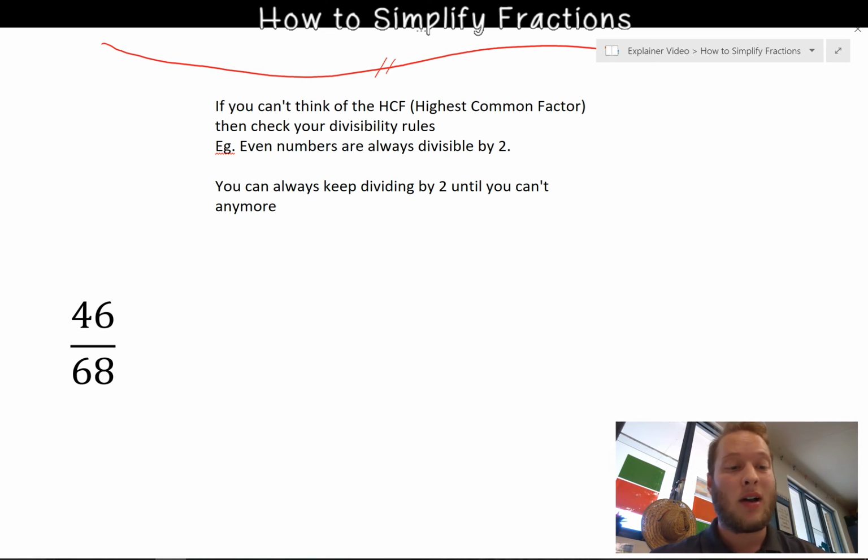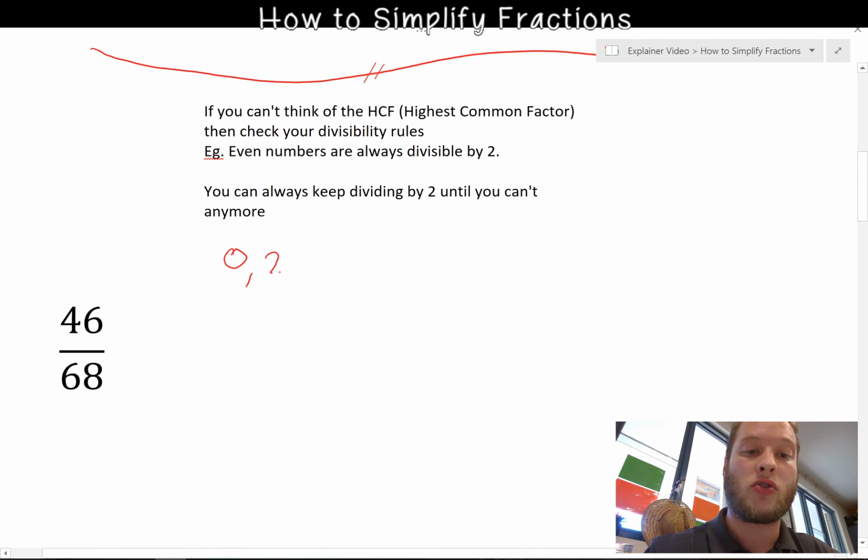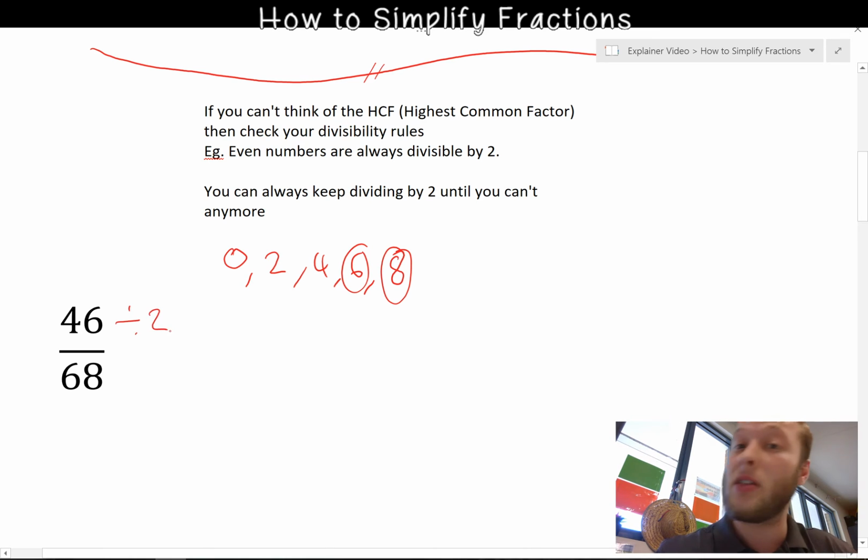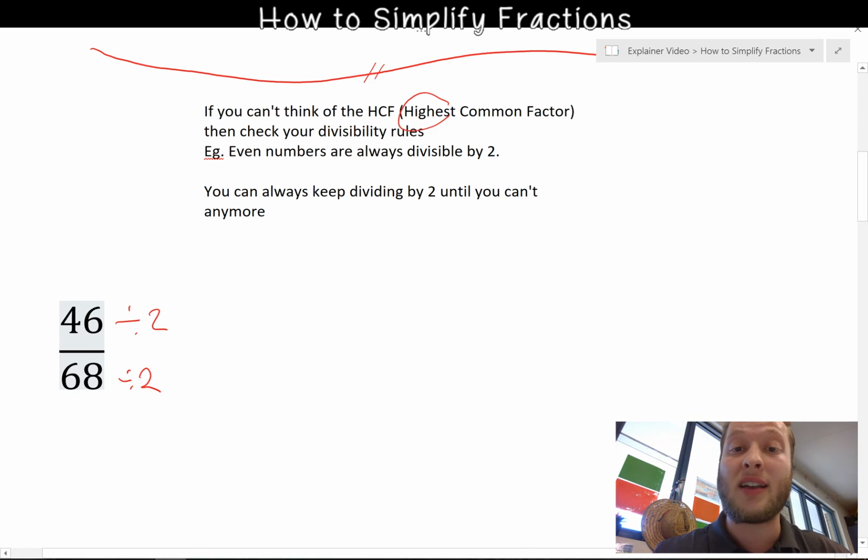As an example, we often say that the rule for 2 is if the number is even, then 2 will always fit. So I can see that 46 and 68 are even numbers. Remember, any number that has a 0, 2, 4, 6, or 8 at the end is even. Because it's got a 6 and an 8 over here, I know it's even, so I know that 2 will definitely fit. Maybe there'll be other numbers, but let's start off with 2 because I know it'll work. This is not the highest common factor, but it is at least a factor. You may as well start somewhere.